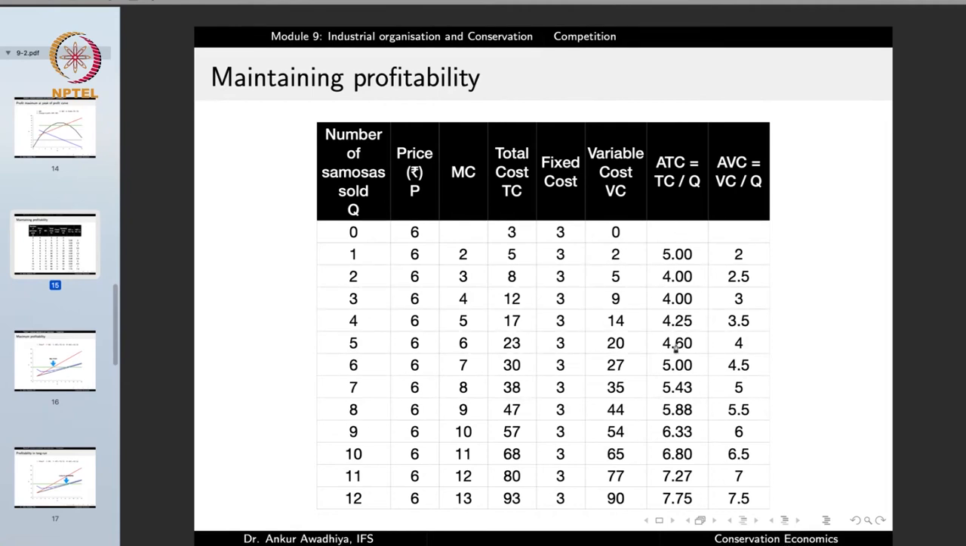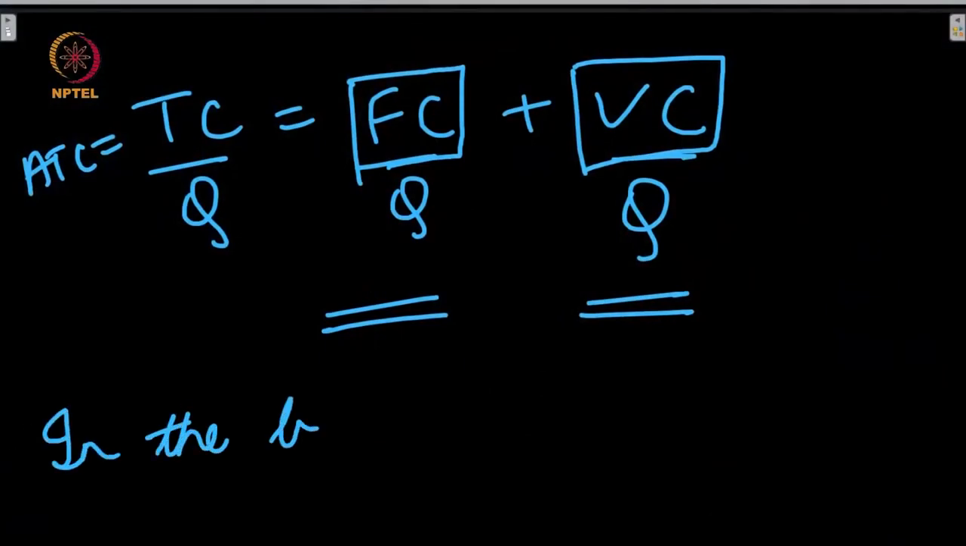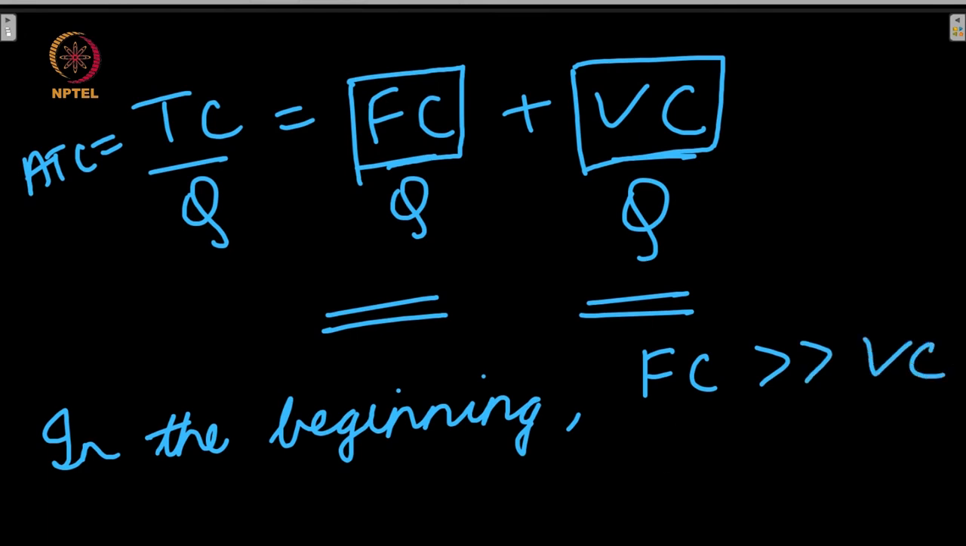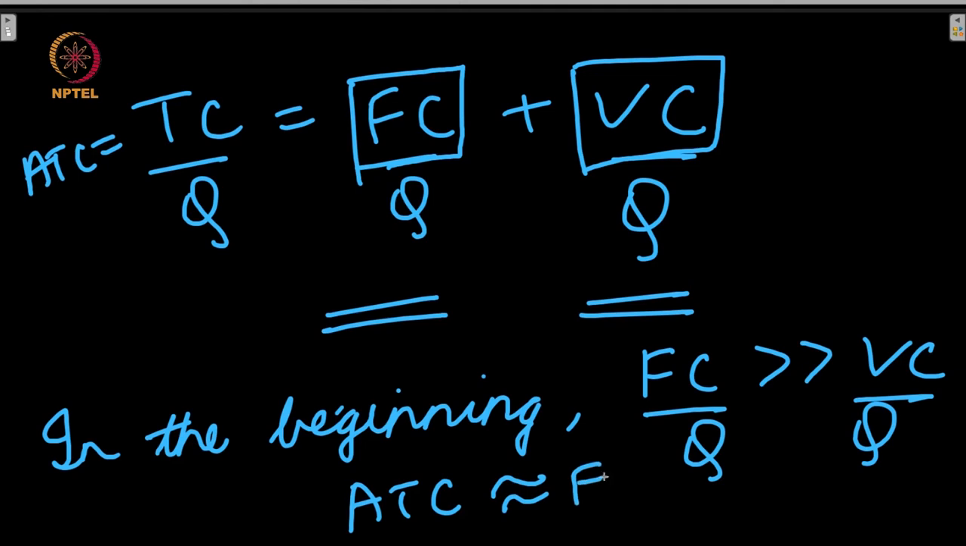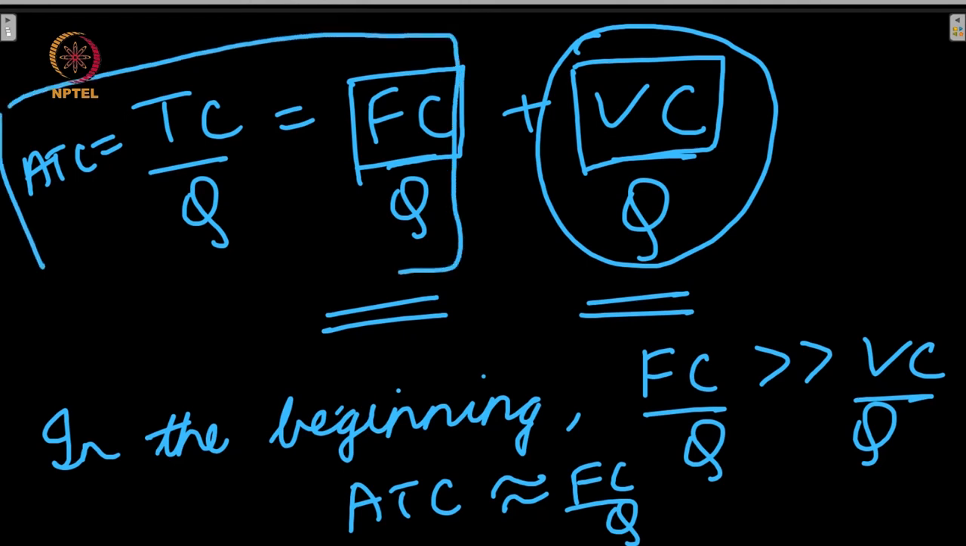Now, why does the average total cost reduce first? Because average total cost is this value plus this value. Now, in the beginning, when we have a very small quantity of goods being produced, we have a substantial amount of fixed cost, but the variable cost is very close to zero because we are not producing anything. So what we get here is that in the beginning, the fixed cost is very much greater than the variable cost, which means that FC by Q is very much greater than VC by Q. And in this case, we can say that the average total cost is approximately equal to FC by Q. Because FC is very much greater than VC, we can neglect this term. And we can say that average total cost is roughly equal to FC by Q.